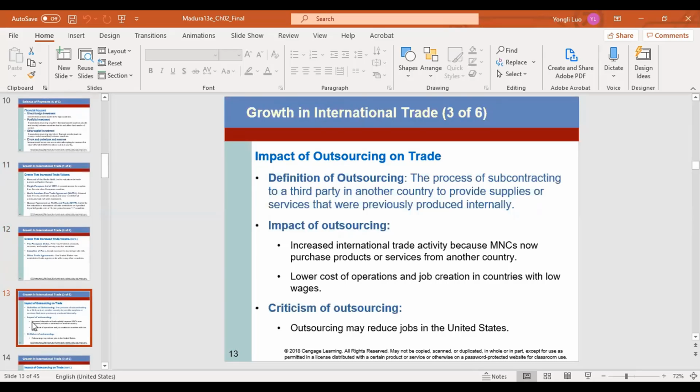So what is outsourcing? Outsourcing is the process of subcontracting to a third party in another country to provide supplies or services that were previously produced internally.